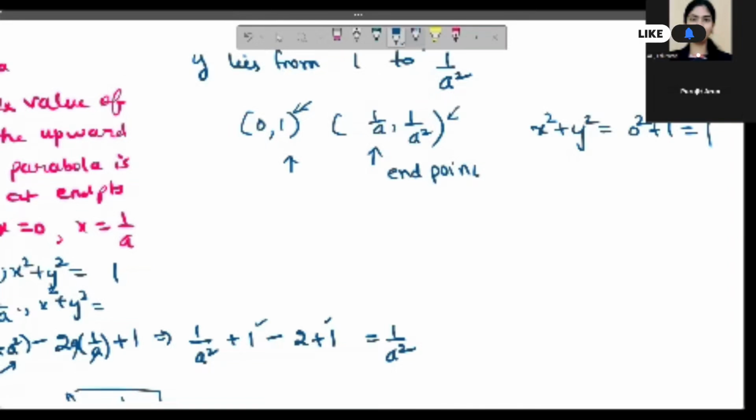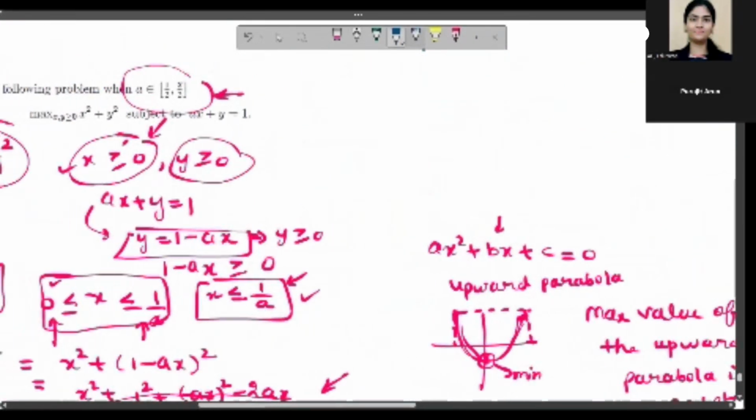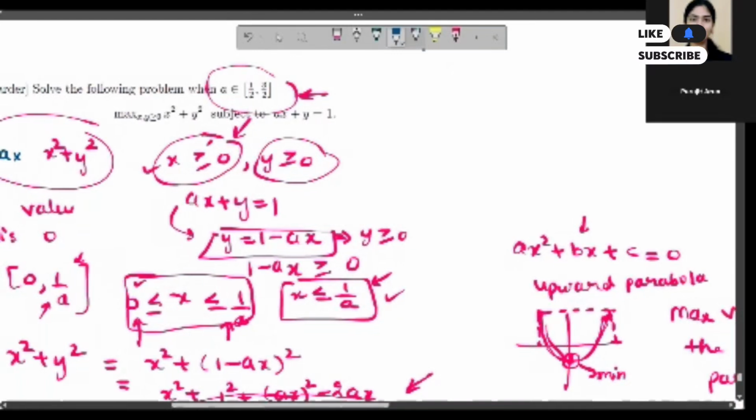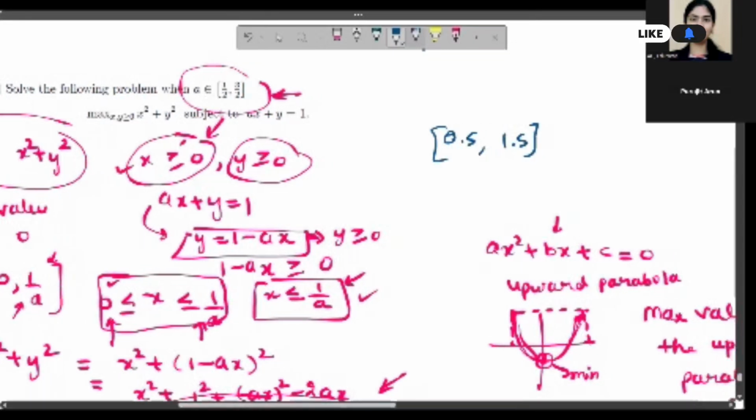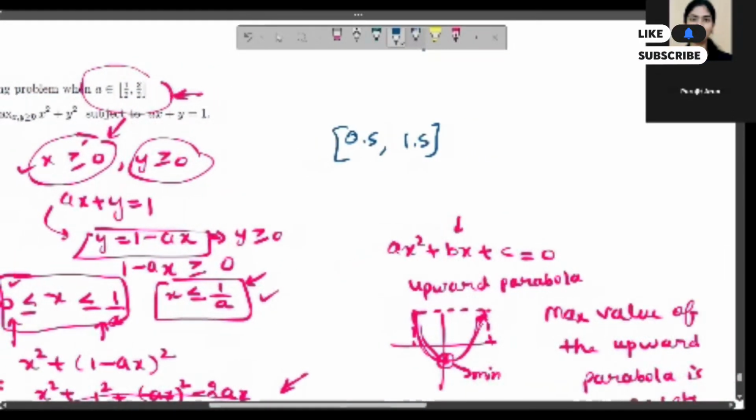Now for 1 by a and 1 by a square, I need to check which one is giving me that value. For example, if I have a lesser than 1, we want to check what value of a, when substituted in x square plus y square, is going to give us a value of y which is 1 upon a square. Yes, because a also has a limit. It lies between 1 by 2 and 3 by 2. So it has lesser values and greater values also.